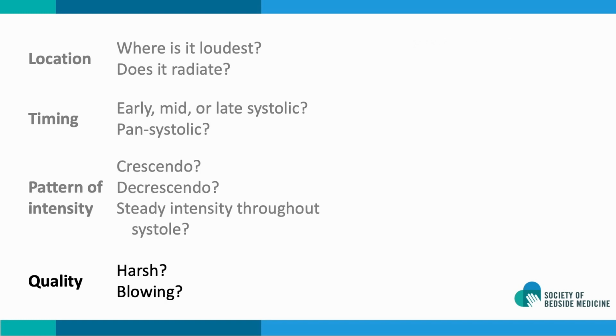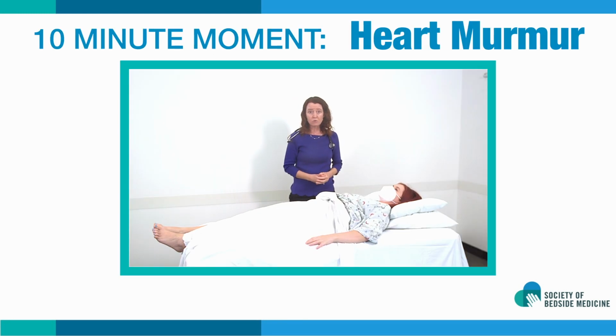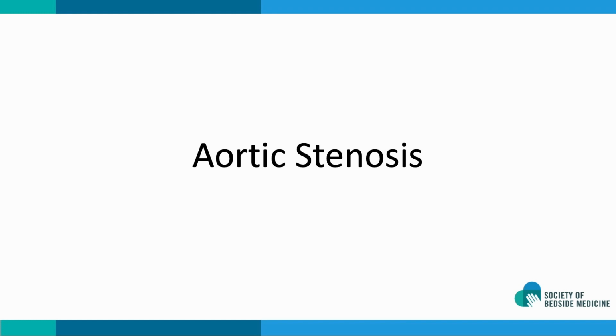And finally, sometimes you can recognize the quality of the sound. It could be harsh or blowing, for example. Finally, we will review patterns of findings associated with several common systolic murmurs. We'll start with aortic stenosis.